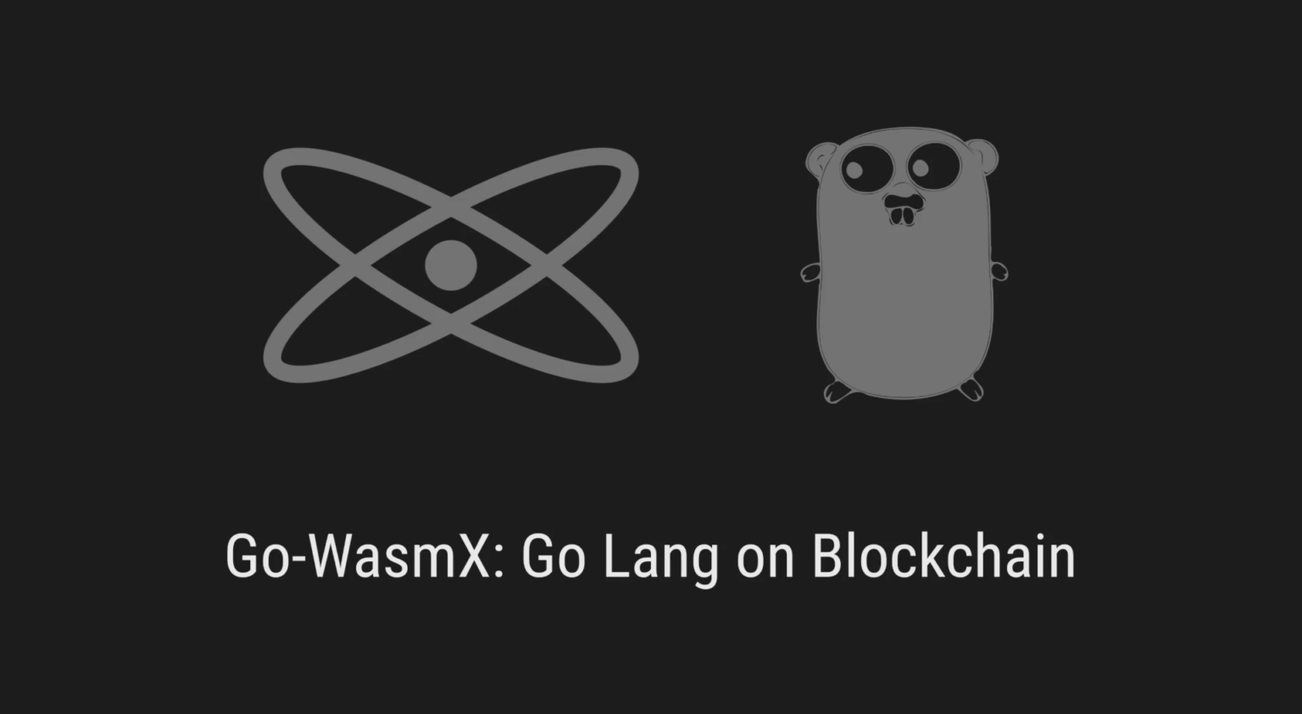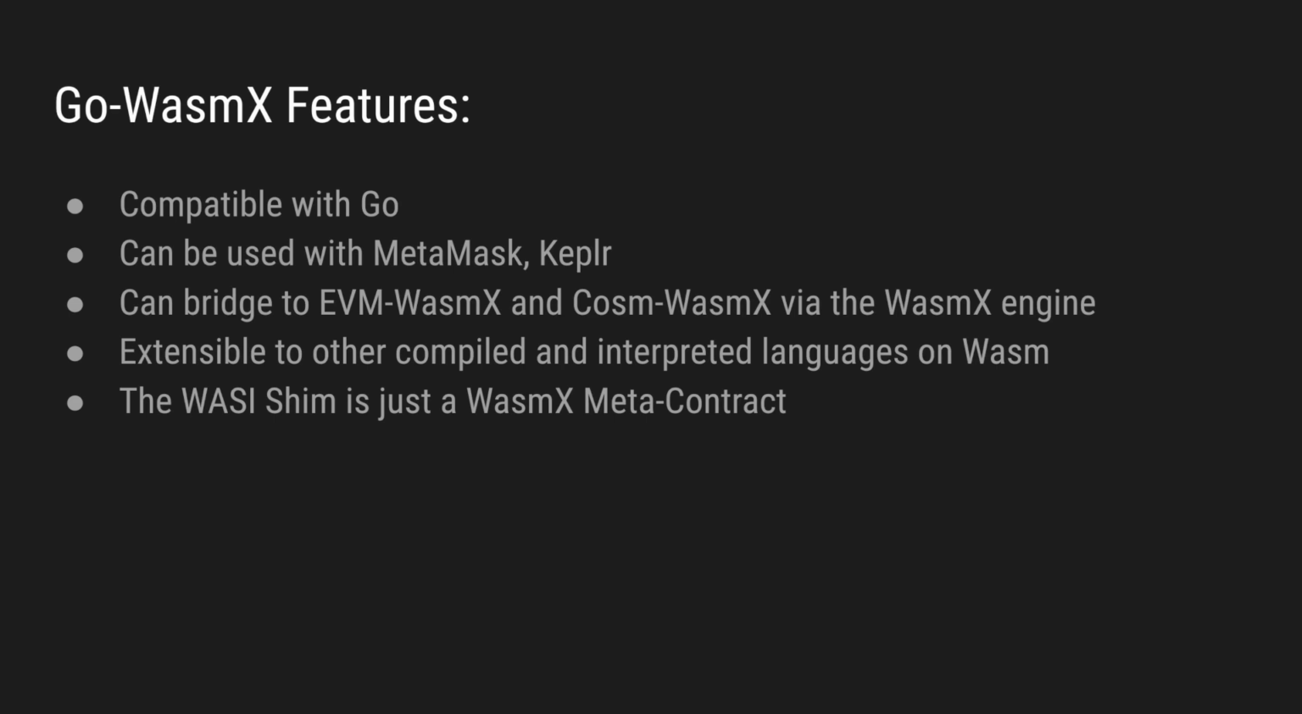WasmX is the most flexible core library that enables multi-VM support for blockchains, currently Cosmos SDK blockchains. One of our latest additions is support for Golang. Specifically, WasmX enables the execution of Wasm modules created with TinyGo. With our Go-WasmX plugin, you can write smart contracts in Golang.